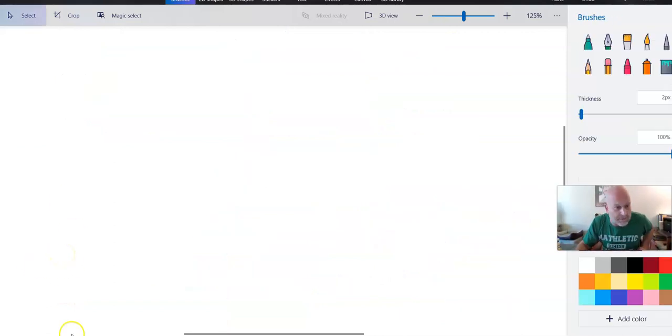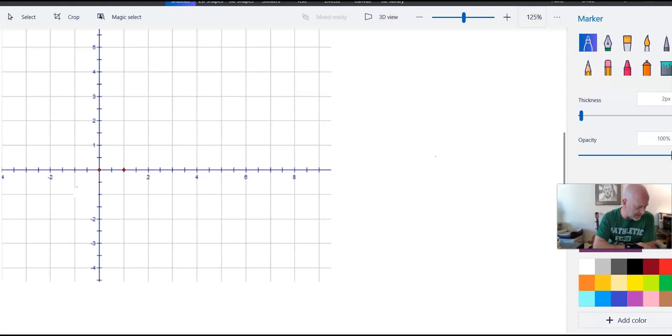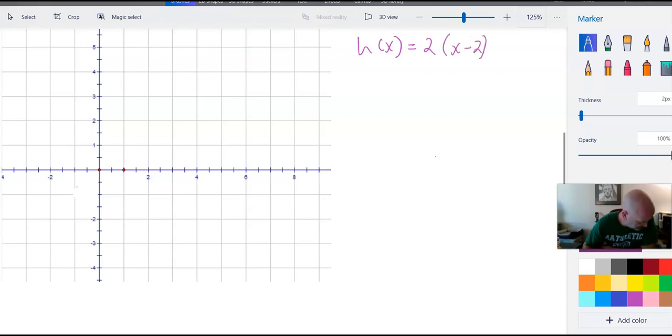And yeah, there we go. Okay, so let's go ahead and look at our first example here. So we have h of x is equal to 2 times (x minus 2) squared plus 1. Okay, so first we have to figure out which function we're starting with here.